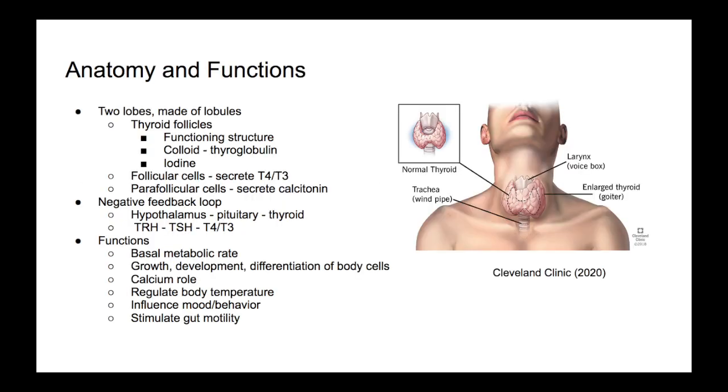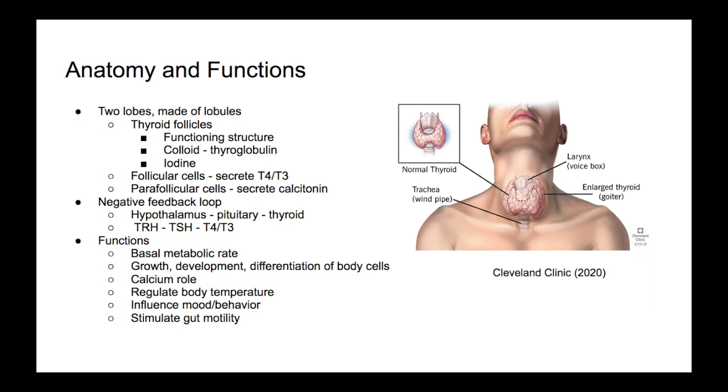It is called Hashimoto's disease. The thyroid is an endocrine gland anterior to the trachea and inferior to the larynx. It contains two lobes connected by an isthmus. The thyroid is made of lobules which contain thyroid follicles. These follicles are the functioning portion of the thyroid gland.